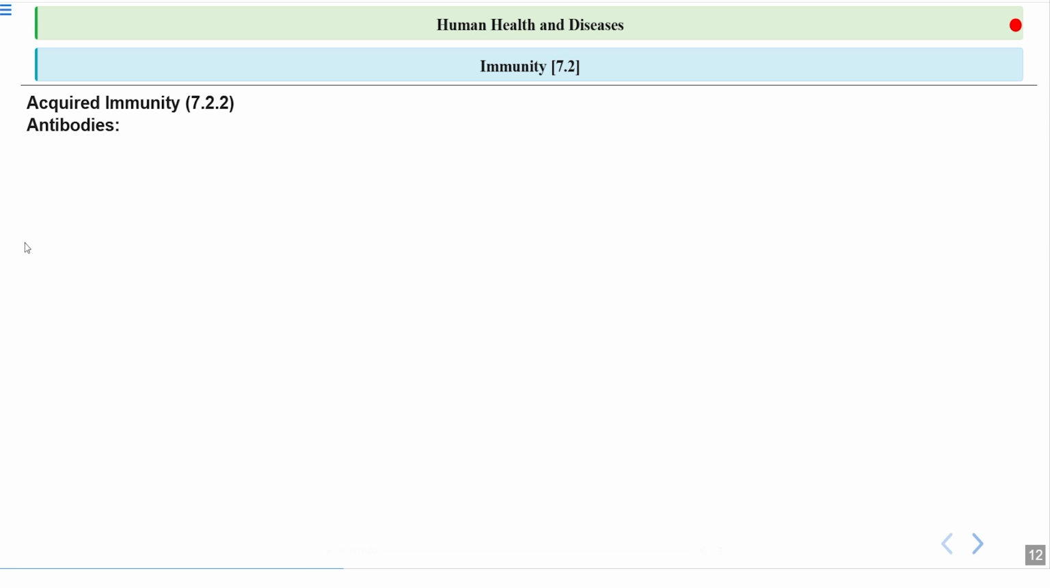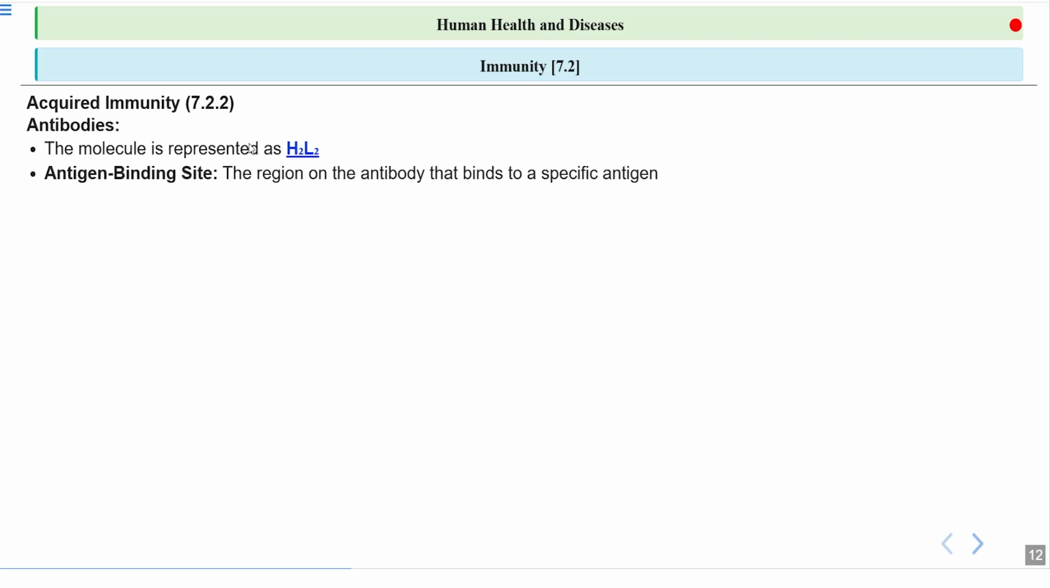Okay, let's continue our discussion. We were talking about the antibodies. The molecule of antibody can be represented as H2L2. Then we have seen the antibody molecule has an antigen binding site. This region is present on the antibody and this region binds to the specific antigen. Then let's talk about the disulfide bonds. These disulfide bonds hold the heavy and light chains together.